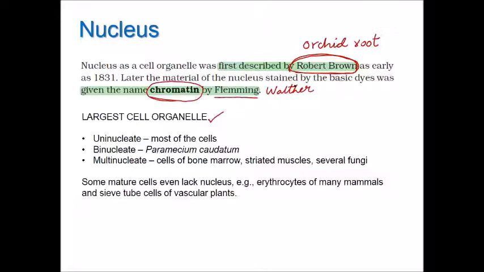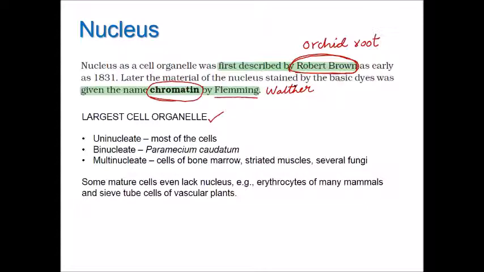Before that, let's discuss three important points: uninucleate, binucleate, and multinucleate. So Siddharth, what is the difference between uninucleate and binucleate? Uni means one and bi means two. Yeah, uni means one and bi means two. So most of the cells that we know are uninucleate cells. For example, amoeba is uninucleate, yeast is uninucleate.